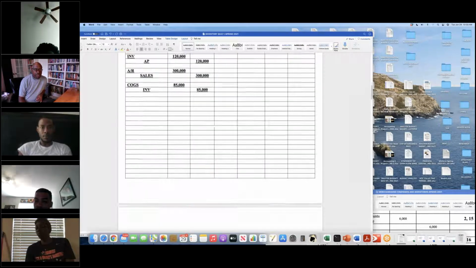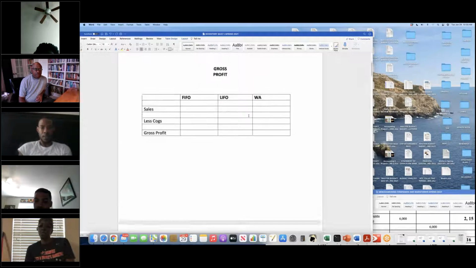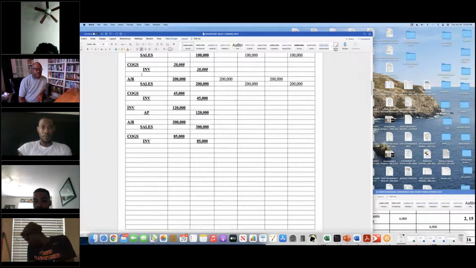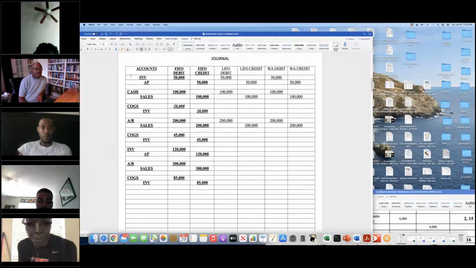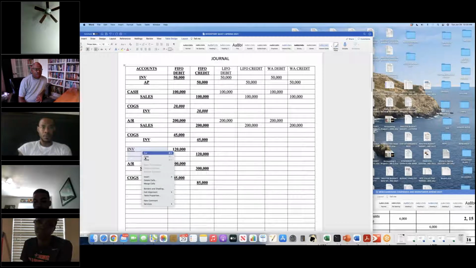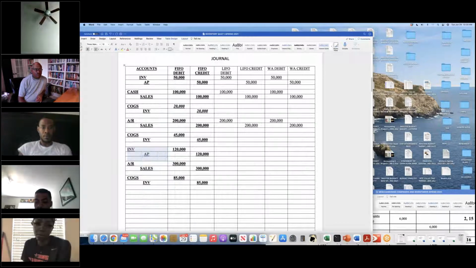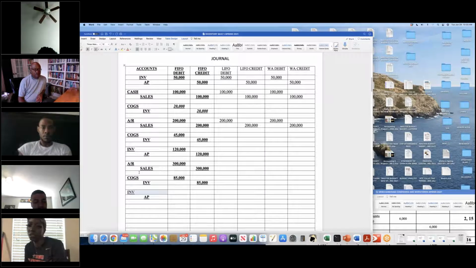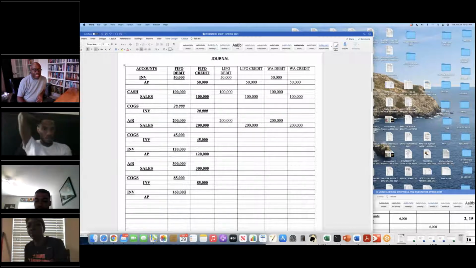Now we have another purchase, correct? Yes, of 4,000 at 40. We're purchasing 4,000 at 40. So then the standard journal entry comes in. Inventory debited 160,000. Accounts payable credited 160,000. I'll take your word for it.